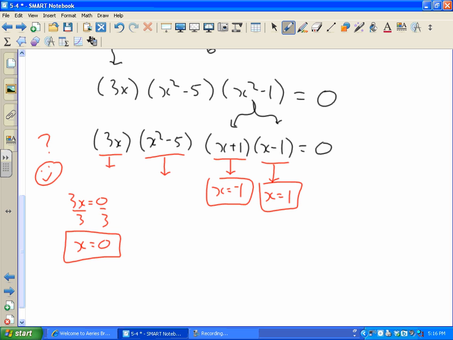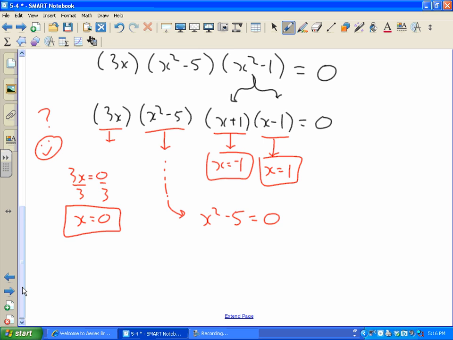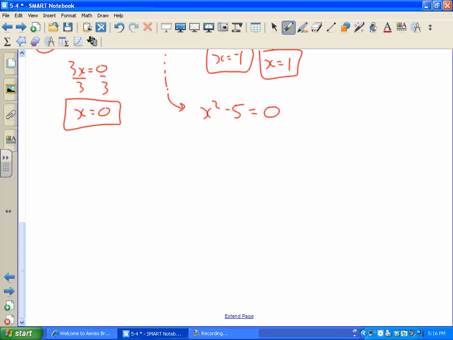X squared minus 5. I can't solve that in my head. No, you can't. But I can solve it by setting it equal to 0. And we have the technique to solve this because we can solve it by square rooting. Add 5 to both sides of the equation. X squared equals 5. I'll square root both sides. When you as a mathematician introduce a square root, remember you need to put plus or minus. Square root of x squared is x, plus or minus the square root of 5.